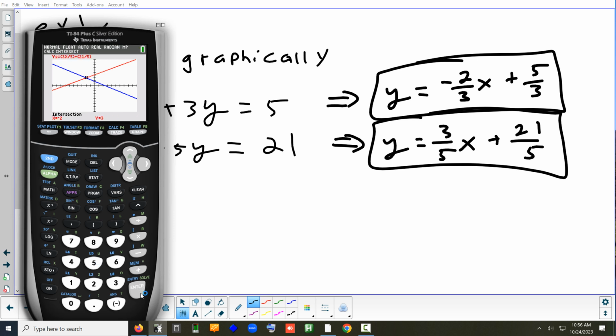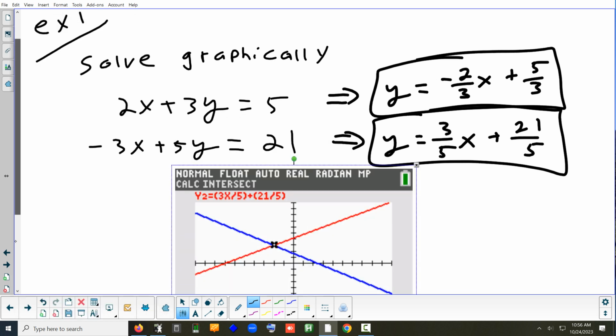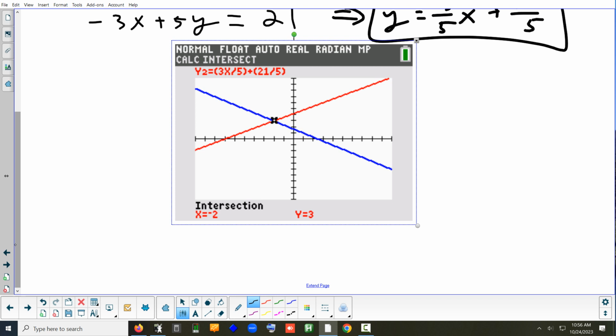If there were multiple spots where they cross, then we'd have to put the guess closest to the crossing point that we were trying to find.